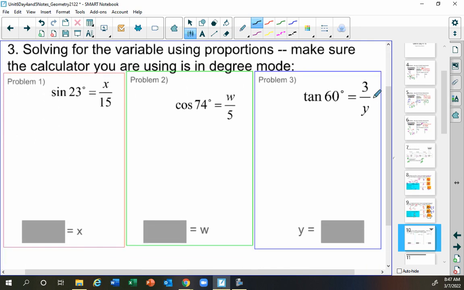All right, here's what I want you to do. Anytime we get a problem like this, I'll tell you right away. It's like you get sine of some degree number, cosine of some degree number, tangent of some degree number. Put a fraction bar. So this is the first thing I want everybody to do. Put a fraction bar.